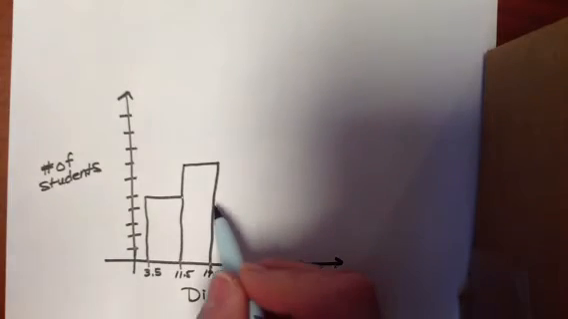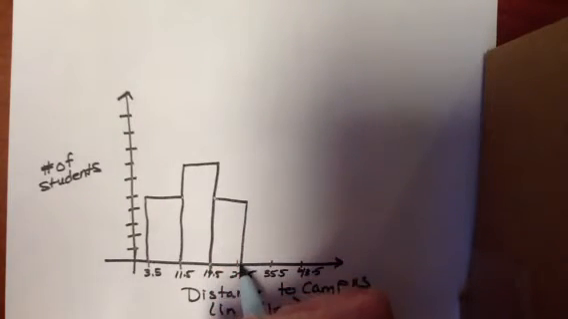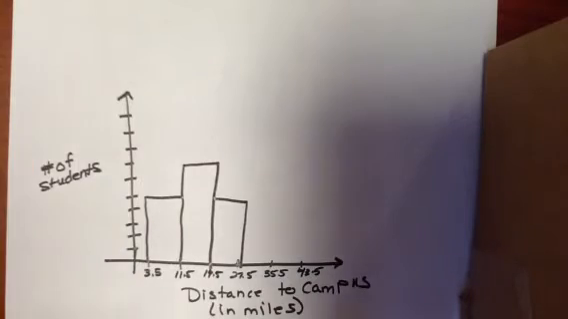The third bar again goes up to 5. The next bar goes up to 2, and the last bar goes up to 1. So the height of each bar, again, is our frequency. So this visually tells us most of our students drive in this area right here. Then it kind of trails off to the higher values.